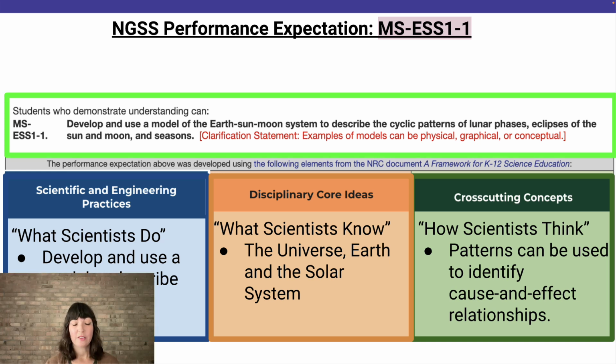These three dimensions of the PE come together, requiring students to develop and use a model of the Earth-Sun-Moon system to describe the cyclic patterns of our lunar phases, eclipses of the sun and moon, and seasons.